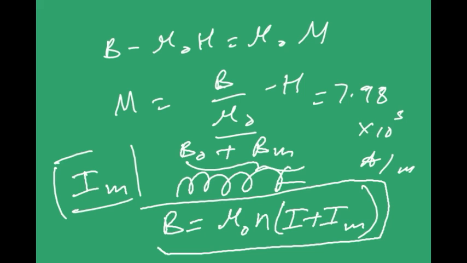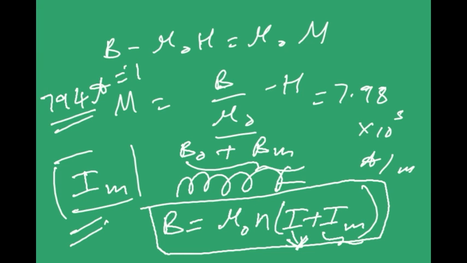Hope this formula gives a better picture for Im. The net magnetic field should be the same. It is 1 Tesla, mu naught is a constant and the number of turns is given. Previously I was 2 amperes. So put the same value and only one thing is left, Im. You can solve for it. You'll approximately find that to be 794 amperes. So this is your Im.